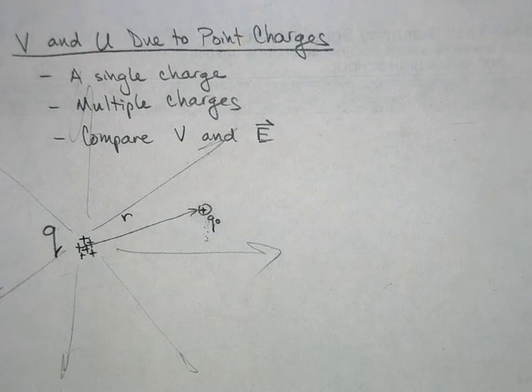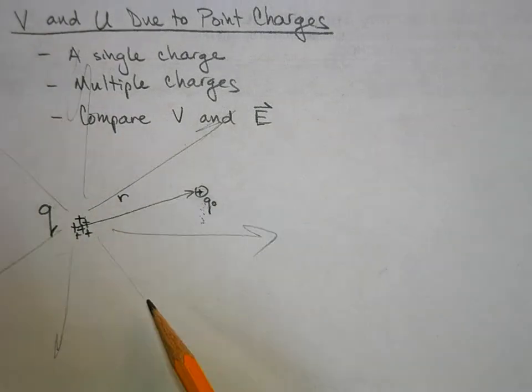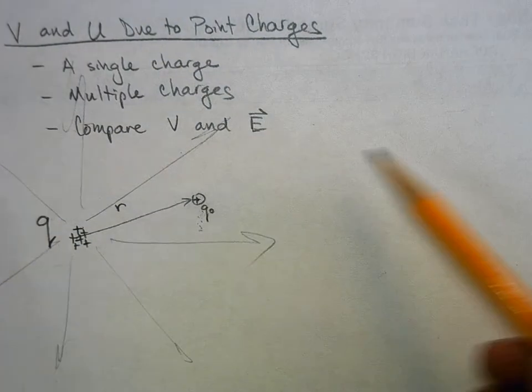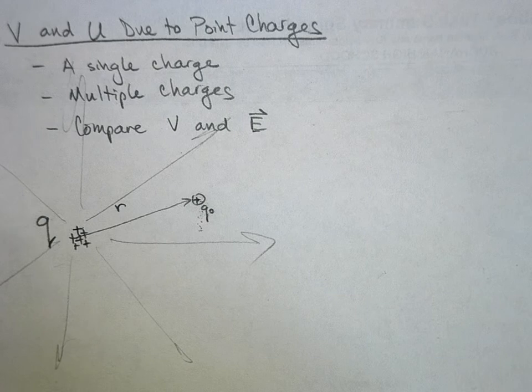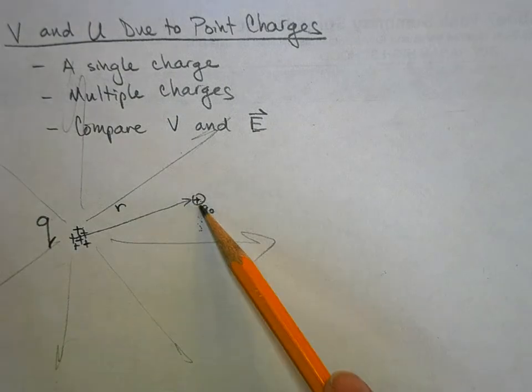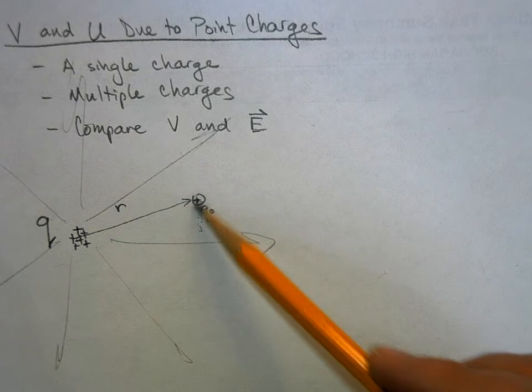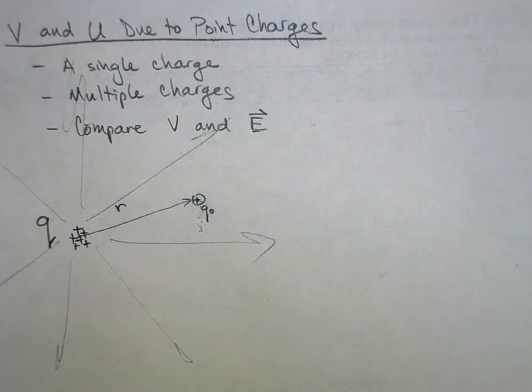How much work per unit charge did I have to do to go from my reference position, which for point charges is infinitely far away, to that location in space? You know, how much work per unit charge did I have to do to get there? Then you just multiply by whatever this charge is to figure out how much work I did. Not work per unit charge, which is volts, but work, period.